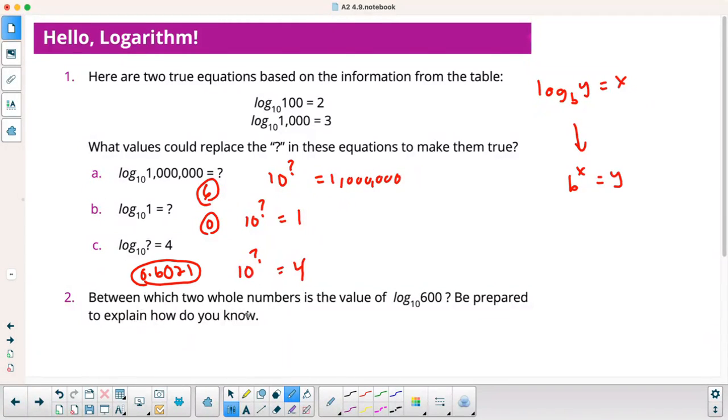All right. Between which two whole numbers is the value log base 10 of 600? Be prepared to explain how you know. Well, 10 to the first is 10. 10 to the second is 100. 10 cubed is 1,000. So since 600 is between 100 and 1,000, it's going to be between 2 and 3. Okay.